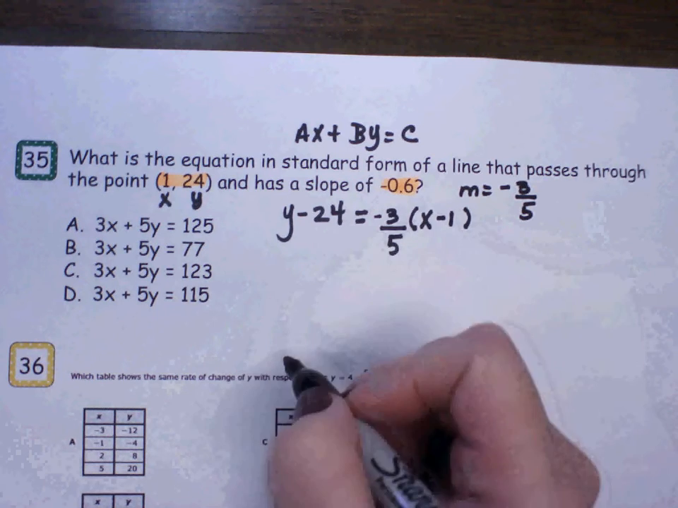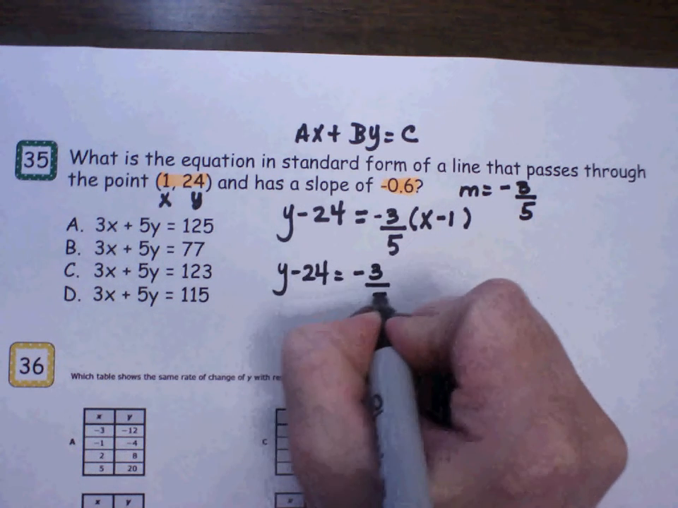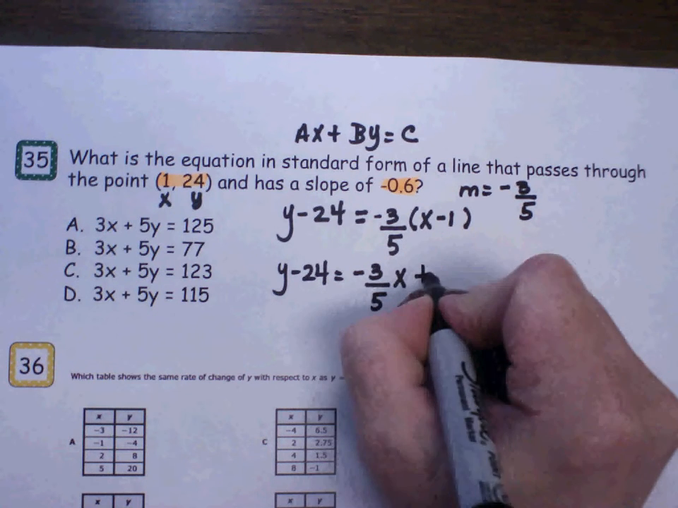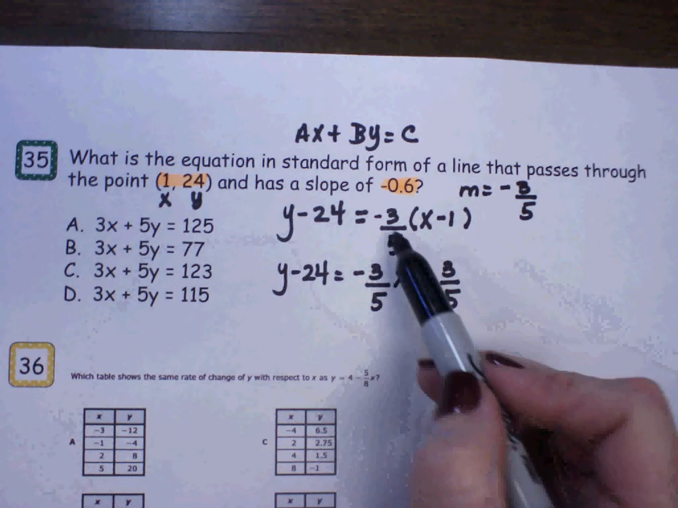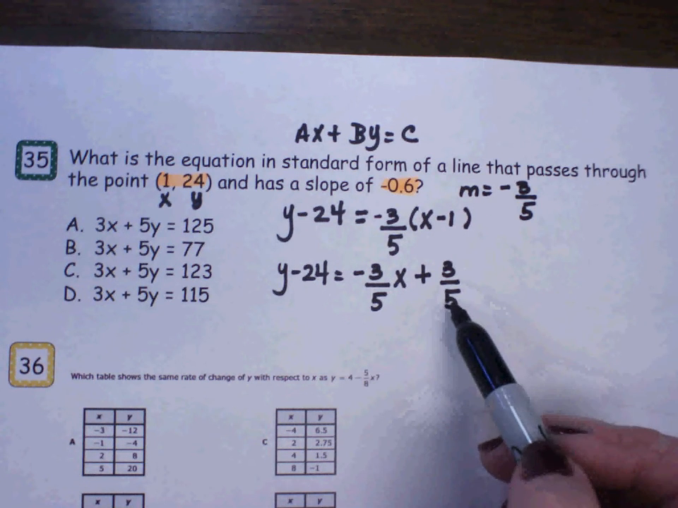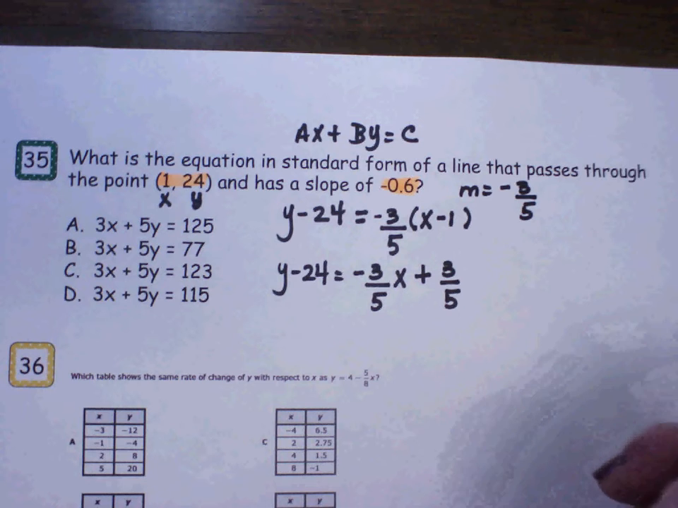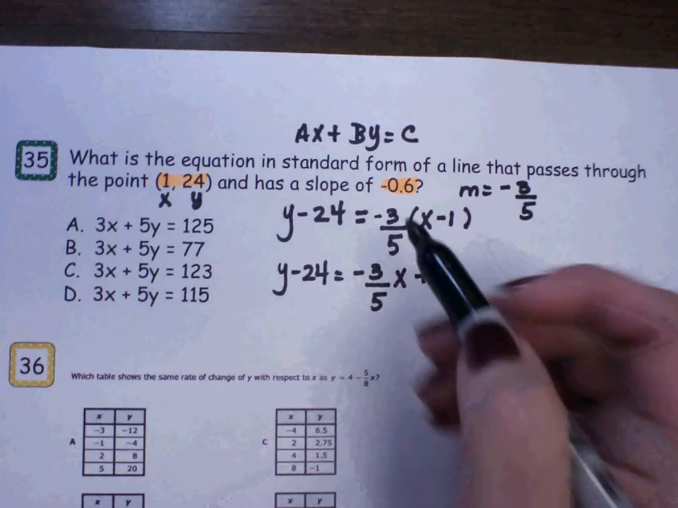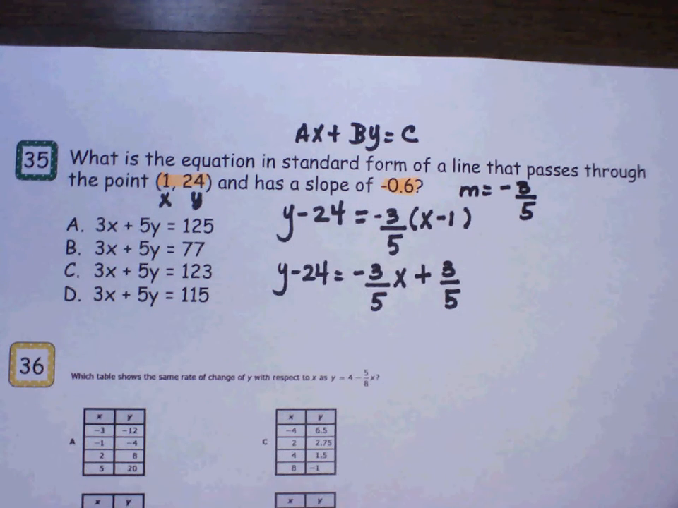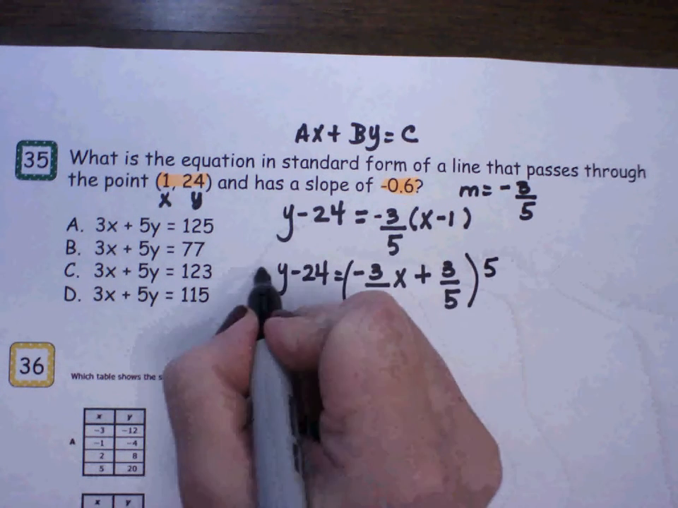Alright, so let's distribute that negative 3/5. Negative 3/5 x plus, no, plus 3/5. And that times 1 is itself. Alright, I don't know if I want to add 24. I think I want to get rid of the 5 first. Because then I don't want to, well, you have a calculator. It's really not a big deal. But I still want to get rid of that 5 first.